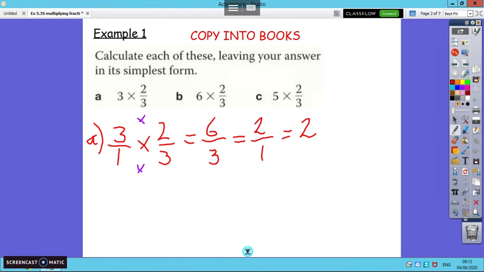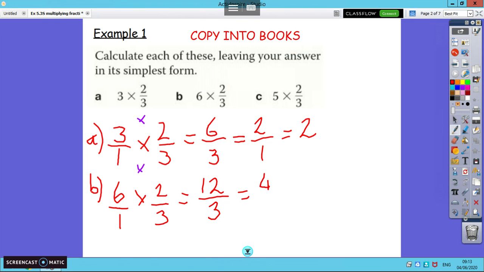Let's have another go. So I've got 6 times 2/3. I've got to write that as 6 over 1. So any whole number you write over 1. So 6 times 2/3 equals, I do 6 times 2, which is 12. And I do 1 times 3, which is 3. Now if I simplify that fraction, I can divide both of them by 3, which means I get 4 over 1, which is just 4.